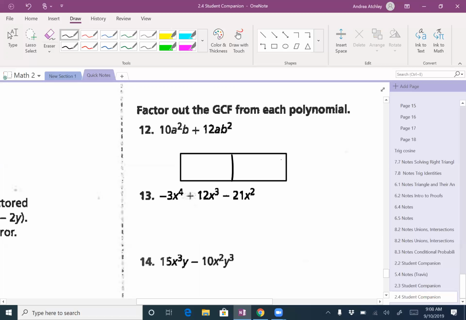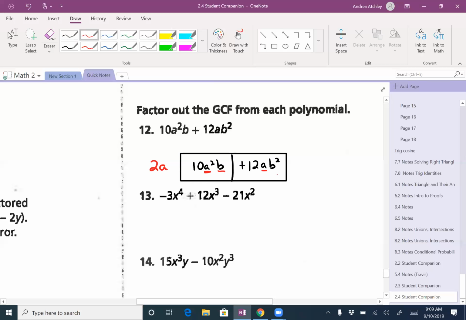So it's 10a squared b plus 12ab squared. Okay, 10 and 12 can both be divided by 2. That's the largest number they can both be divided by. Then we look at the variables independently. So a and a. They both have a's. What's the smallest exponent? A to the first, right? A by itself is smaller than a squared. So I can just pull out a.